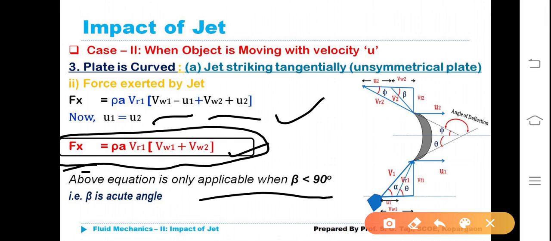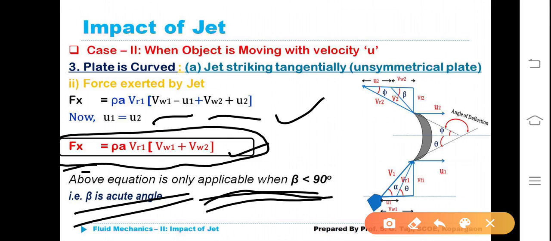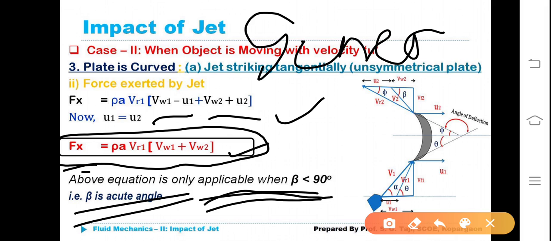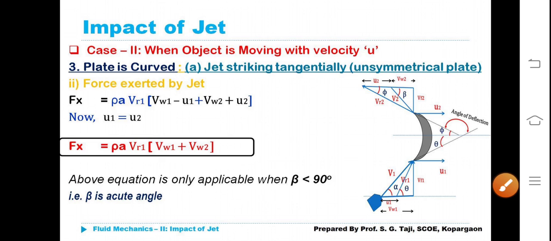Above equation, you should remember, is applicable only when beta is less than 90 degrees, means acute angle, when beta is acute angle. In the similar way, we shall find out when beta is greater than 90 and when beta is equal to 90, then we can come to a general conclusion that Fx is equal to so and so. When we come, we'll make it clear and we'll specifically say. Okay? Any doubt? No. Very fine. Next slide.